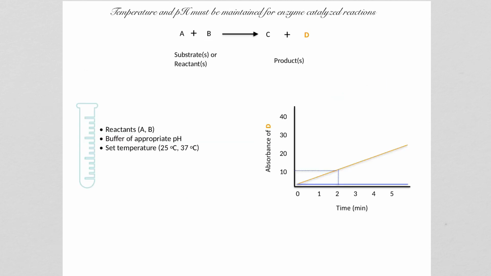So basically what we do in such an experiment is we add our reactants A plus B, we add the buffer of the appropriate pH, set the temperature, and we can run this either with enzyme or without enzyme as a control. And we follow the change in absorbance with time.